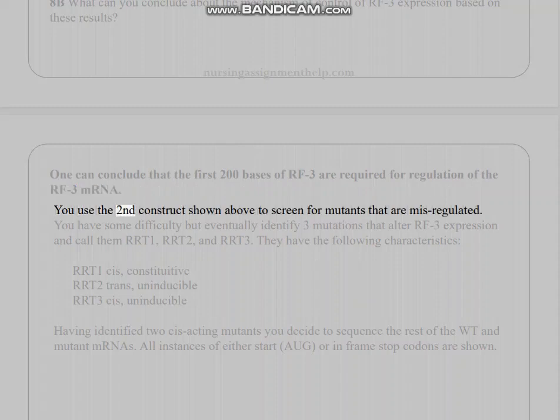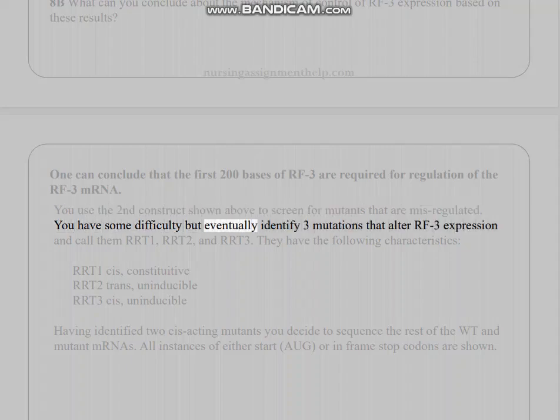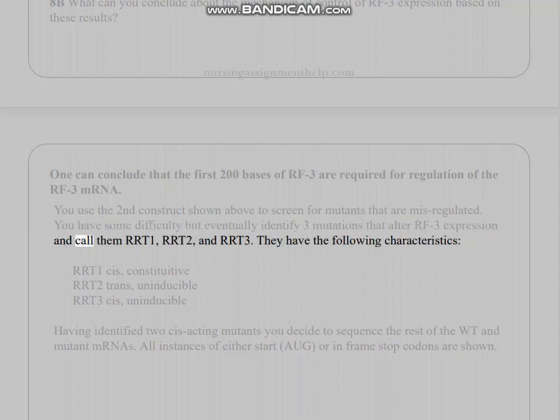You use the second construct shown above to screen for mutants that are misregulated. You have some difficulty but eventually identify 3 mutations that alter RF3 expression and call them RRT1, RRT2, and RRT3. They have the following characteristics. RRT1: cis, constitutive. RRT2: trans, uninducible. RRT3: cis, uninducible.